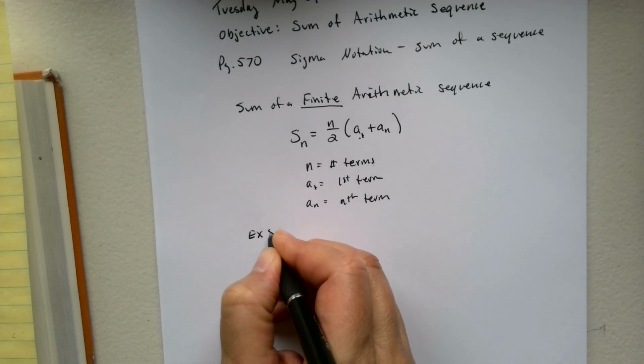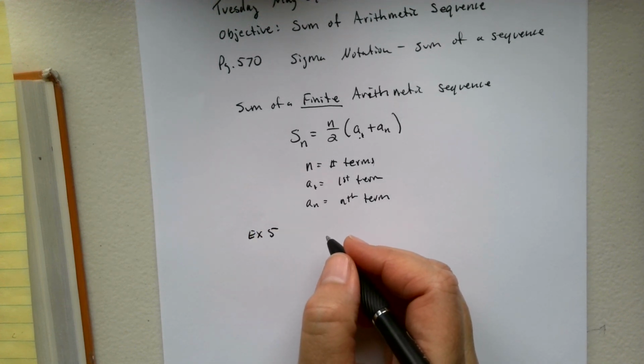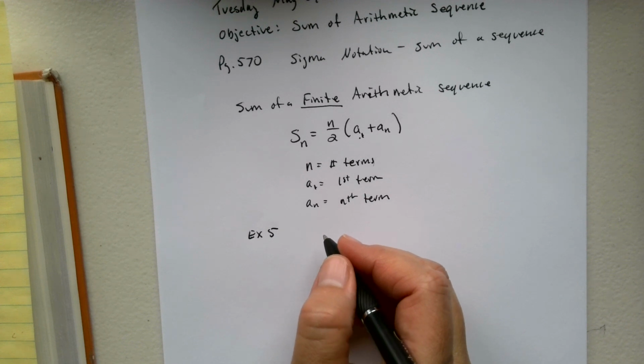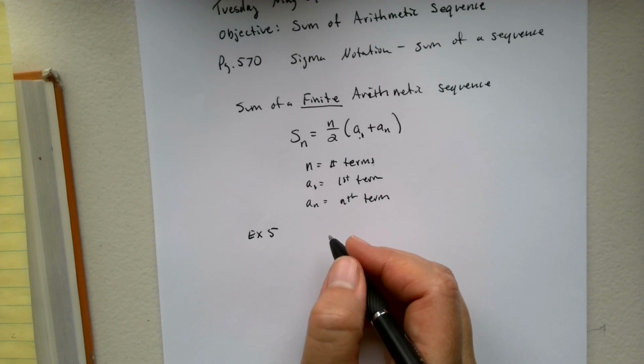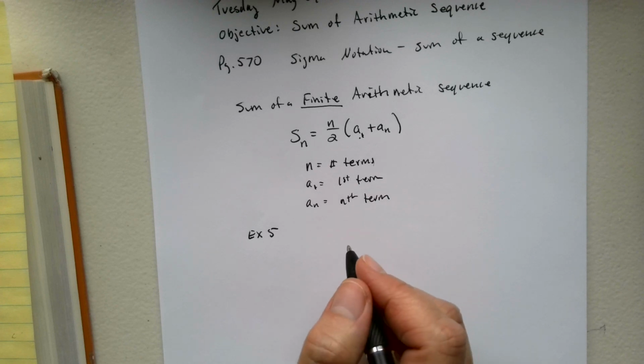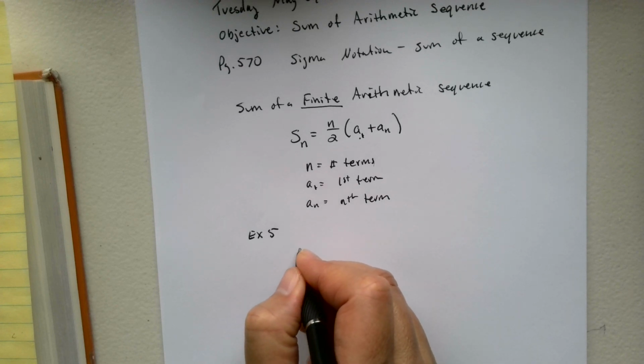So let's take a look at example 5. It says find each sum, and they have 1 plus 3 plus 5 plus 7, all the way to 19. We know it's arithmetic. We can see that they're adding 2: 1 plus 2 is 3, 3 plus 2 is 5, 5 plus 2 is 7. You could just type all that in your calculator, but of course we're going to have ones bigger than this. So let's use the formula.